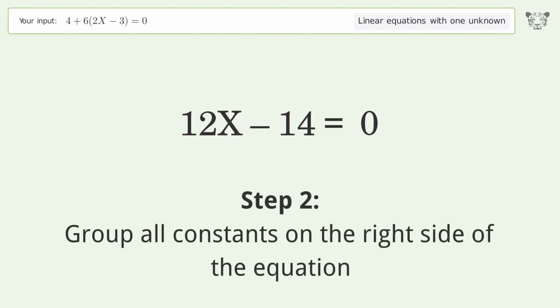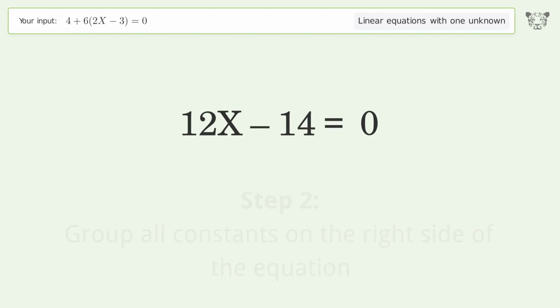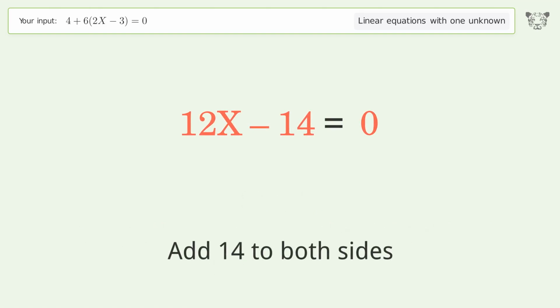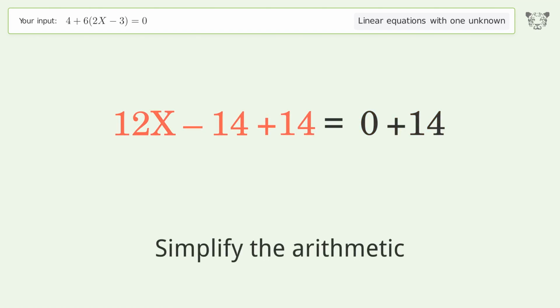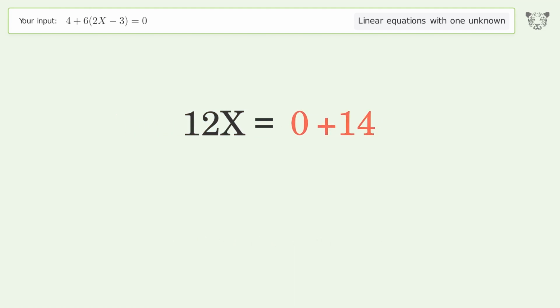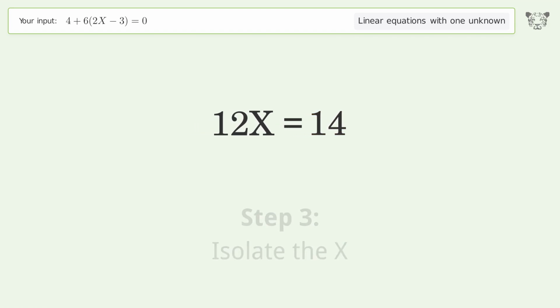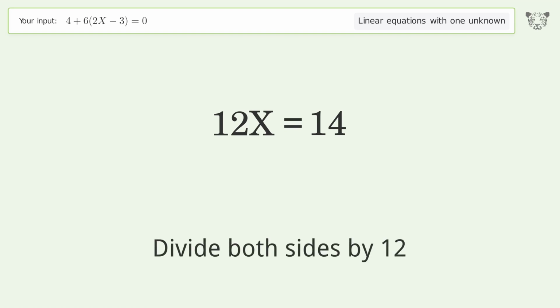Group all constants on the right side of the equation. Add 14 to both sides. Simplify the arithmetic. Isolate the x. Divide both sides by 12.